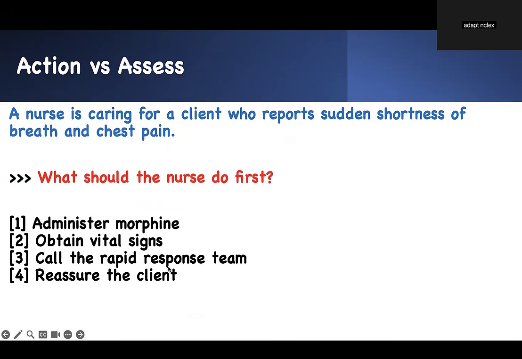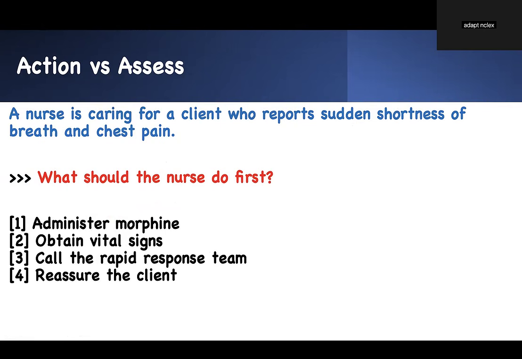Do you do assessment or intervention? The same strategy as you saw in the previous question, we can use the same thing. And this is caring for a client with sudden shortness of breath and chest pain. We saw this question already. What should the nurse do first? They've told you, what? Shortness of breath, sudden onset, chest pain. Do you think you have to assess or do something? I'd rather do something than assess them.